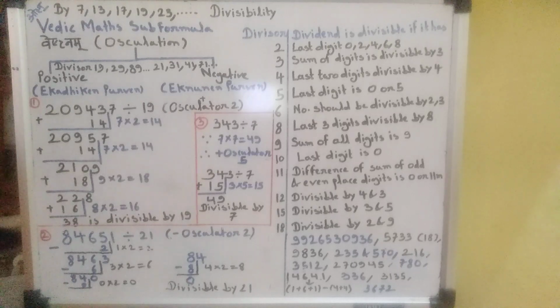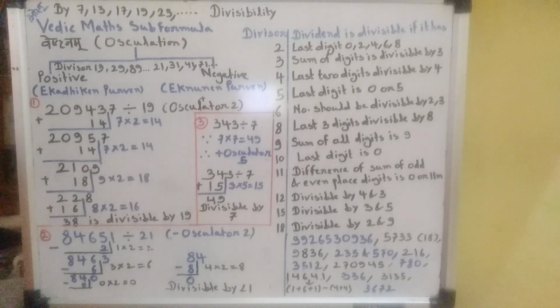To check whether a number is divisible by 8, we see the last 3 digits of the number. If the last 3 digits are divisible by 8, then the whole number is also divisible by 8. For example, 3512. Here the last three digits 512 are divisible by 8. So the number 3512 is also divisible by 8.